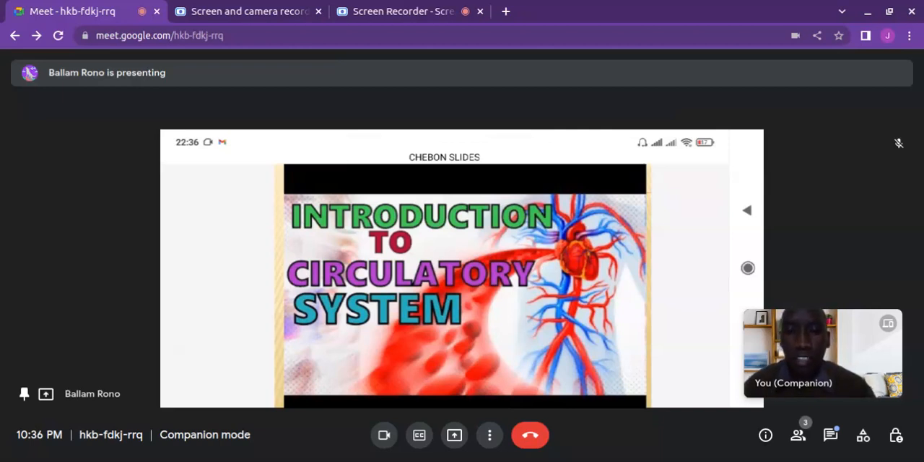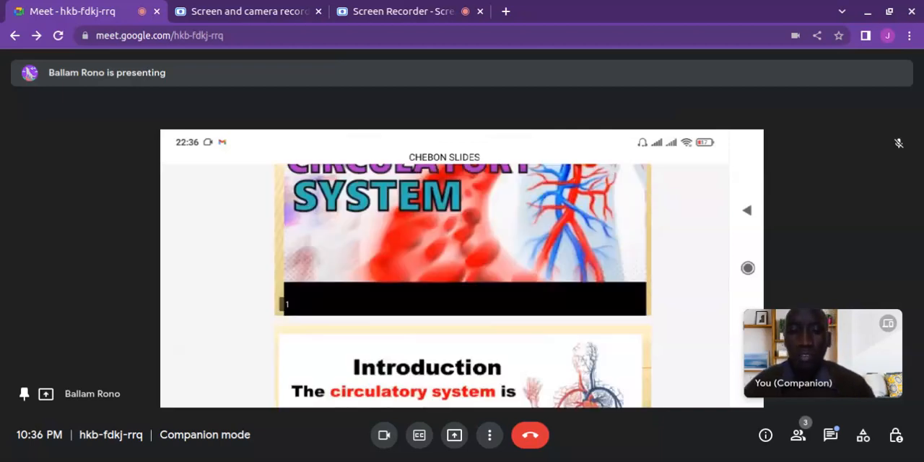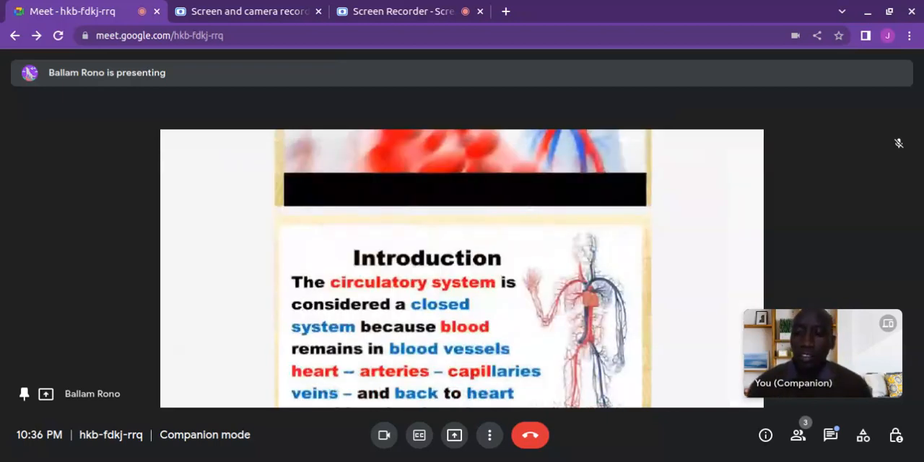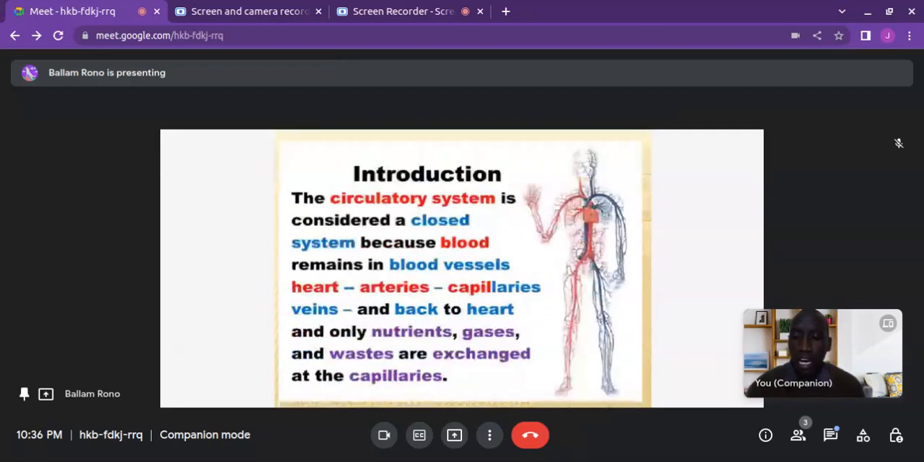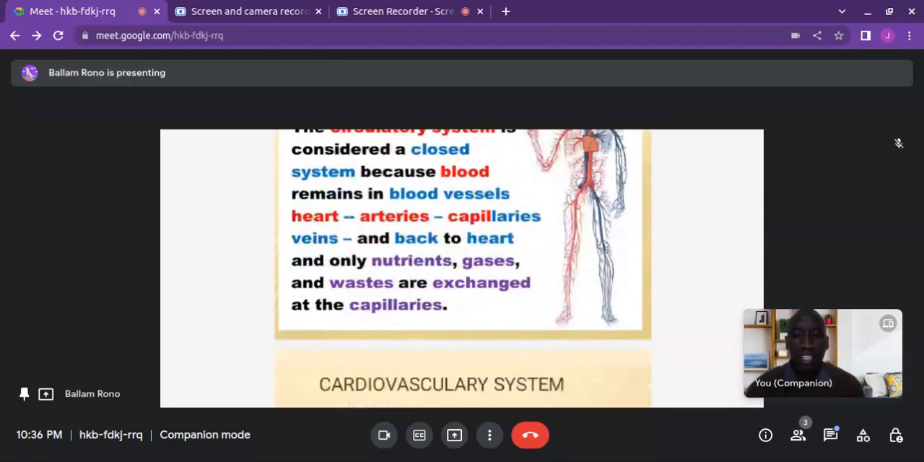And today we are going to tackle the introduction to the circulatory system, as you can see on the slides. We are going to start with the introduction. The circulatory system is considered a closed system because blood remains in blood vessels, heart, arteries, capillaries, veins, and back to the heart, and only nutrients, gases, and wastes are exchanged at the capillaries.